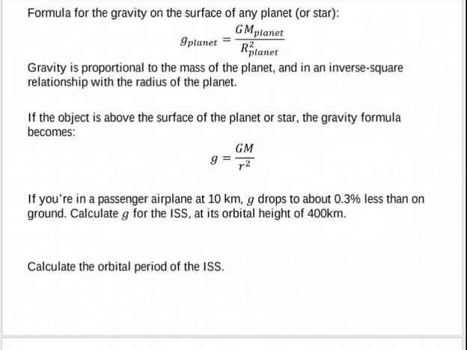So the formula for gravity on the surface of any planet or star, any large object, so satellites like moons and so on, is the gravitational pull of the planet will be the gravitational constant times the mass of the planet divided by r squared of the planet, or star or moon or whatever.